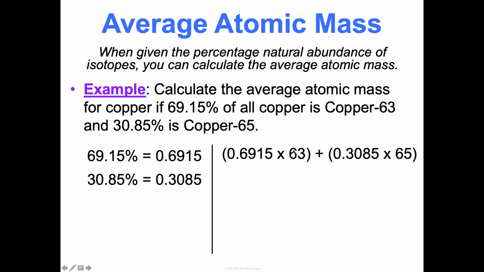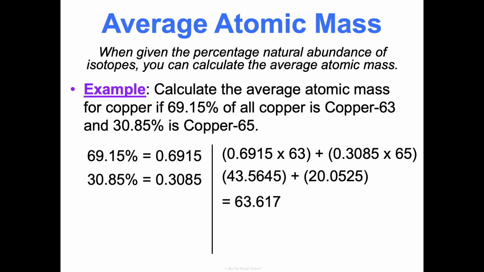So first, order of operations, always do your parentheses first. So 0.6915 times 63 gives us 43.5645. And then we're going to add that to this, which is 0.3085 times 65, which gives us 20.0525. So you do those first, and then you add them, and you get 63.617. And to round that with significant figures, we're going to get 64 AMU as the atomic mass unit. That would be the average atomic mass, the weighted average.